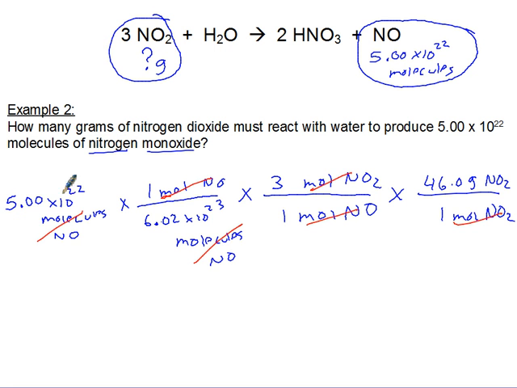So you can multiply across the whole top and divide by the bottom, or you just take 5 times 10 to the 22nd divided by 6.02 times 10 to the 23rd times 3 times 46.0, and you should get an answer of about 11.5 grams of NO2. Okay.